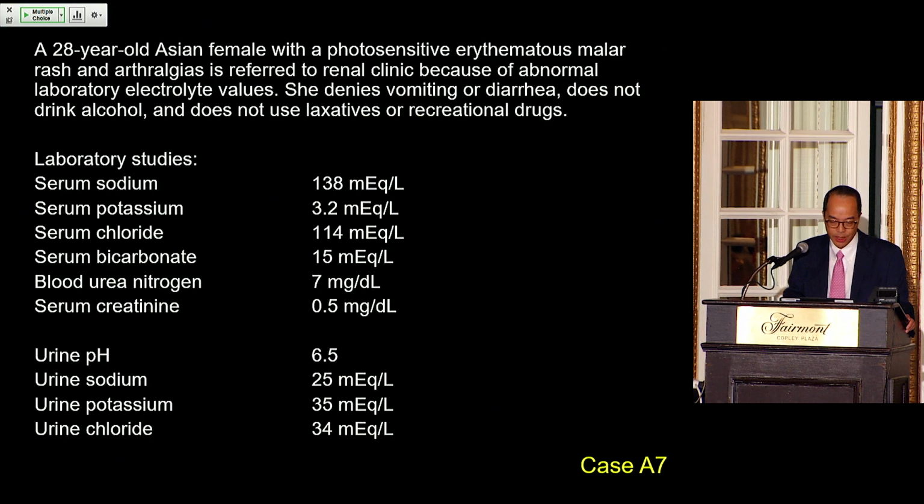Okay, next case. A 28-year-old Asian female with a photosensitive erythematous malar rash and arthralgias is referred to renal clinic because of abnormal lab electrolyte values. She denies vomiting or diarrhea, does not drink alcohol, and does not use laxatives or recreational drugs. She's got a K of 3.2 and a bicarb of 15. Her urine pH is 6.5, urine sodium is 25, K of 35, chloride of 34.